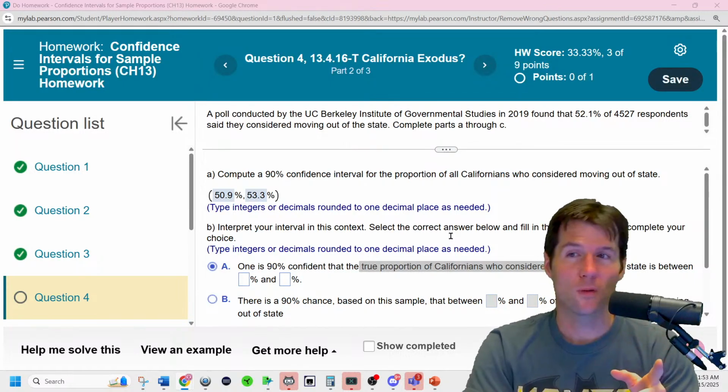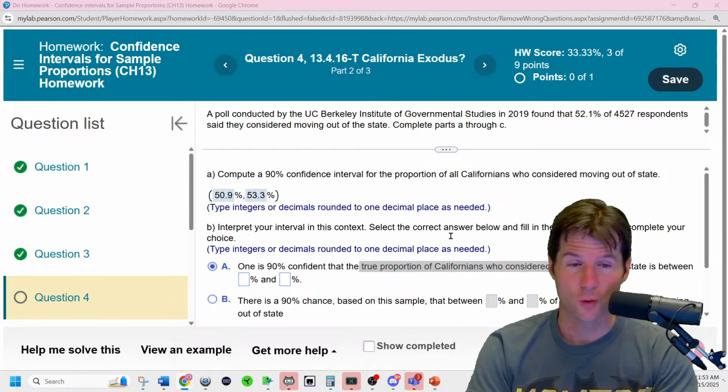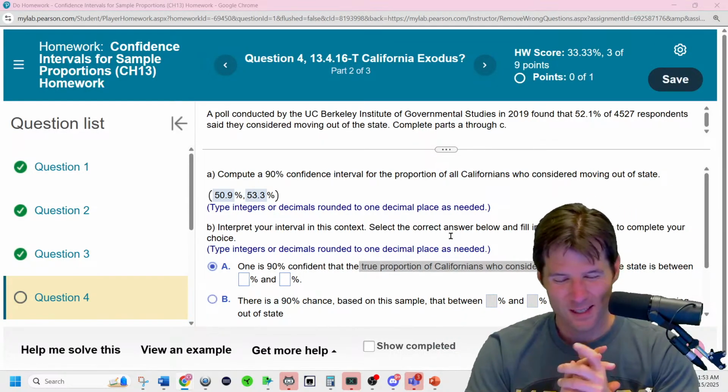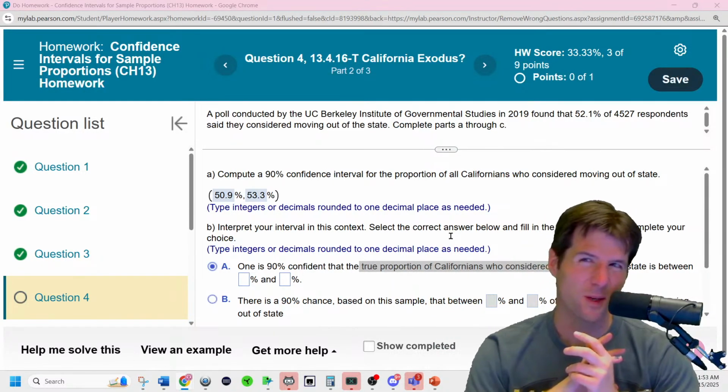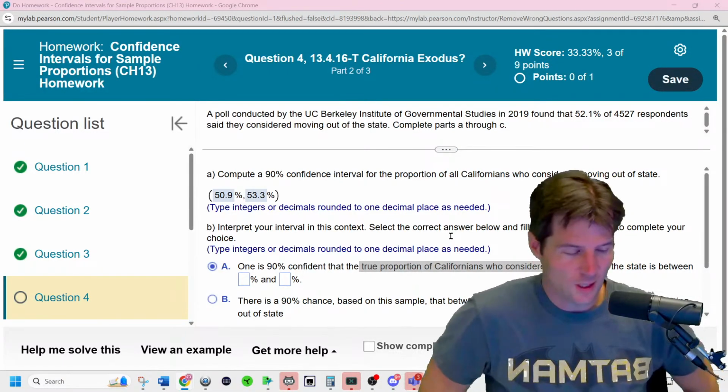And nearly perfect. The grader might only take off like a half a point for that. Just change expected to true because that's what we're trying to estimate. We're trying to estimate for everybody. It's kind of expected, but population or true is a better word. So good work, Nancy. Another 5,000 points.